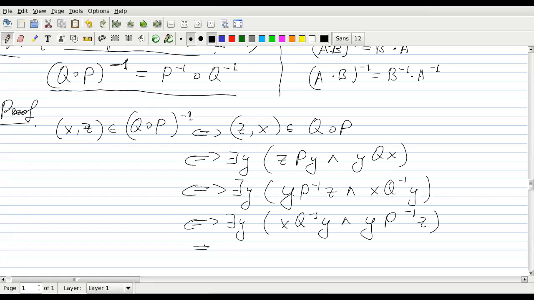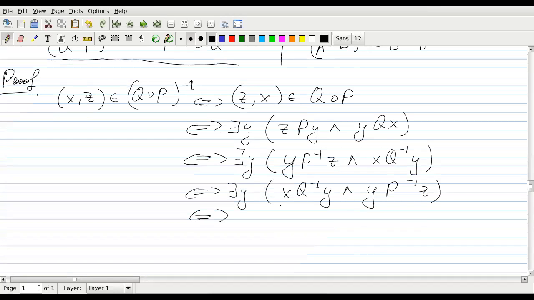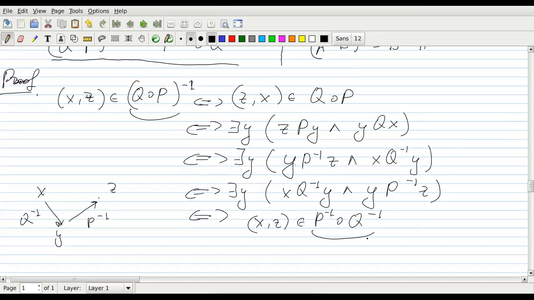Clearly, they're logically equivalent. And now I see that means that there is a two-arrow path from X to Z via Y, first by Q converse and then by P converse. That is, from X to Z, it's possible to travel first by Q converse, then by P converse. So these two are equal, as they have exactly the same elements. Is it clear, dear students? Yes. Okay.